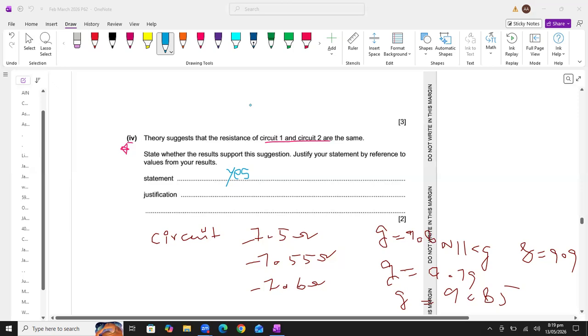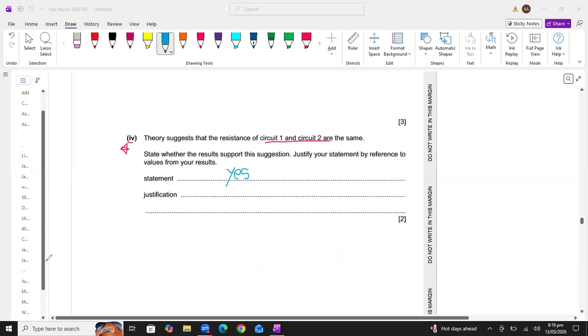There are also possible sources of systematic error. Systematic error means zero error. For example, if I turn on the voltmeter and the voltmeter needle is not properly aligned with the zero before turning it on, it means there is zero error in the voltmeter, or in the ammeter as well. So there could be systematic error as well, which can deviate the value. That is called percentage uncertainty.